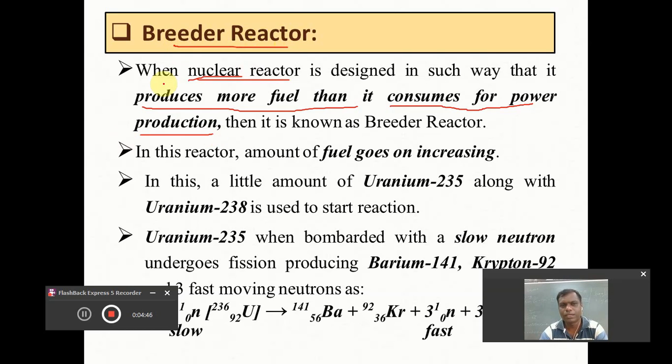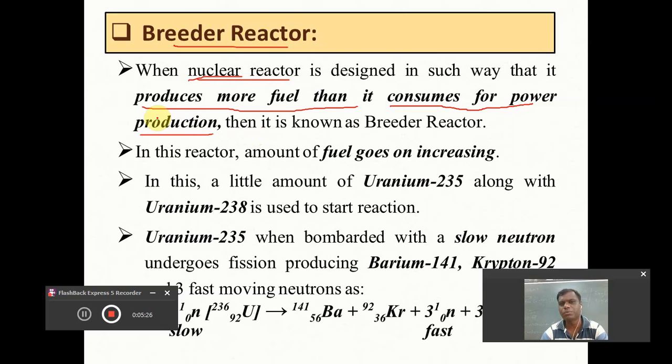It's very important, and that's why the nuclear reactor is designed in such a way that it produces more fuel. This is the recycling of the fuel. Definitely for power production the reactor must consume some amount of nuclear fuel, but whatever the consumption is, it produces more than that. Suppose it consumes 10 atoms of a particular uranium-235 for the power production, then during the same process it will produce 15 atoms.